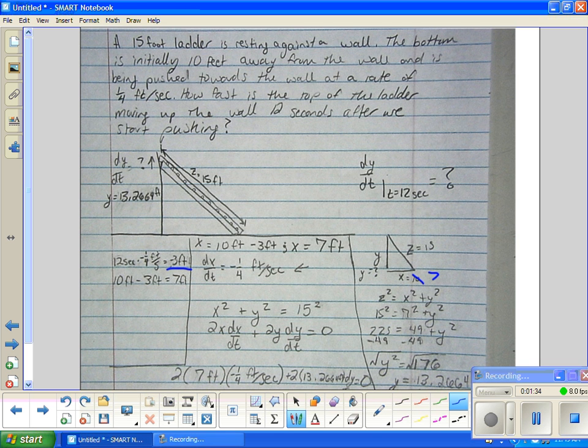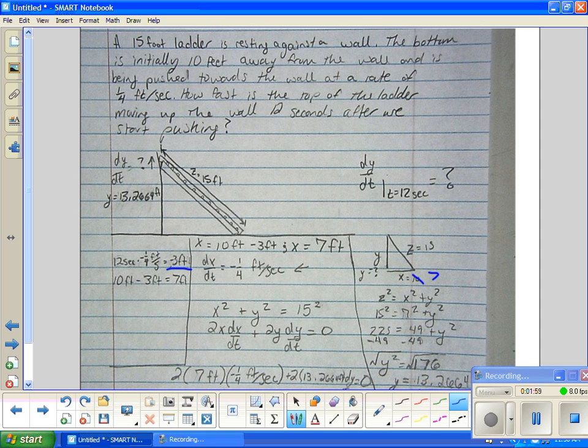I used the Pythagorean form. So I took z squared equals x squared plus y squared, which was 15 squared equals 7 squared plus y squared, which was 225 minus 49 equals y squared, and y was the square root of 176, which was ultimately 13.2664.